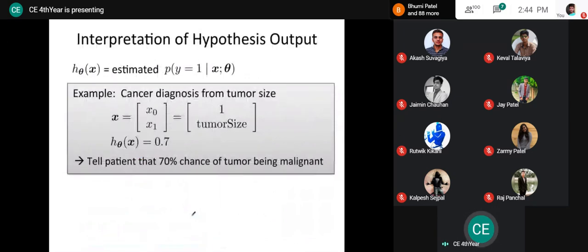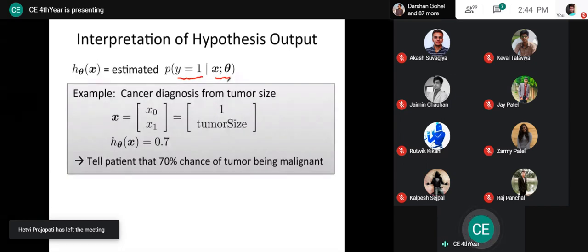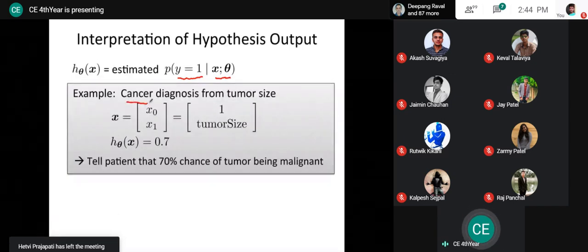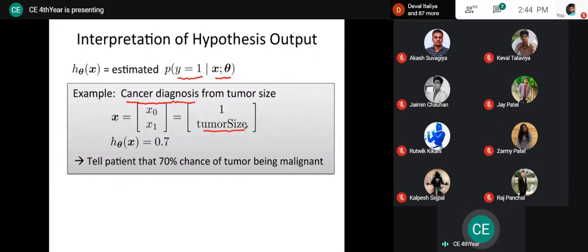And if we try to identify what exactly it means, as we have discussed, we are considering the probability of y equals 1 given x as well as your weight, that is theta. Fine. So if we consider this example, let's say a cancer diagnosis system, and just consider one single feature, let's say the size of the tumor. So now the x values are x0 and x1, where x0 is related to the bias, so we set it to 1, and x1 is the particular tumor size, right?